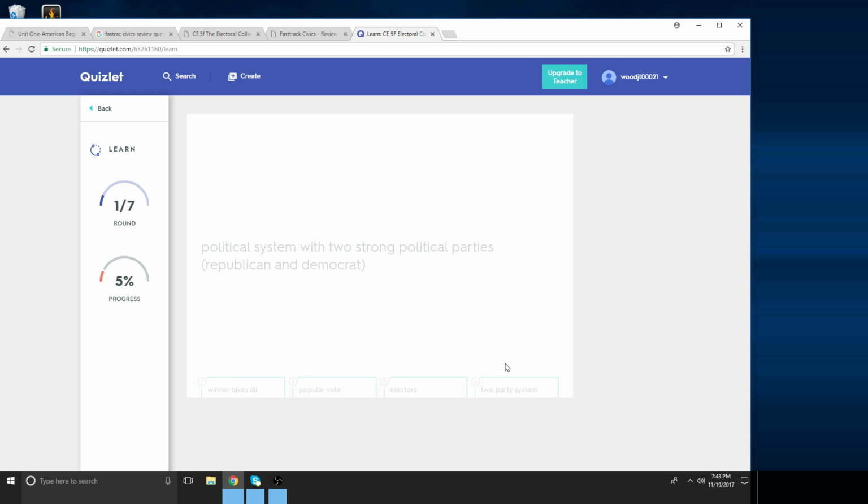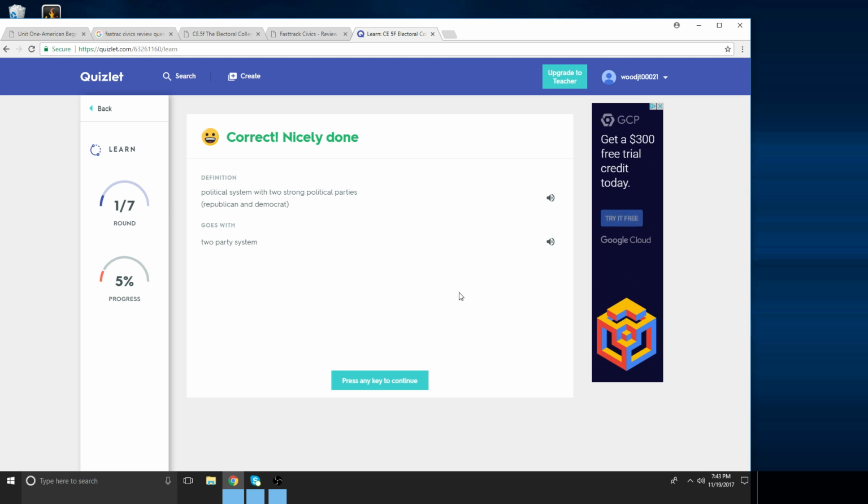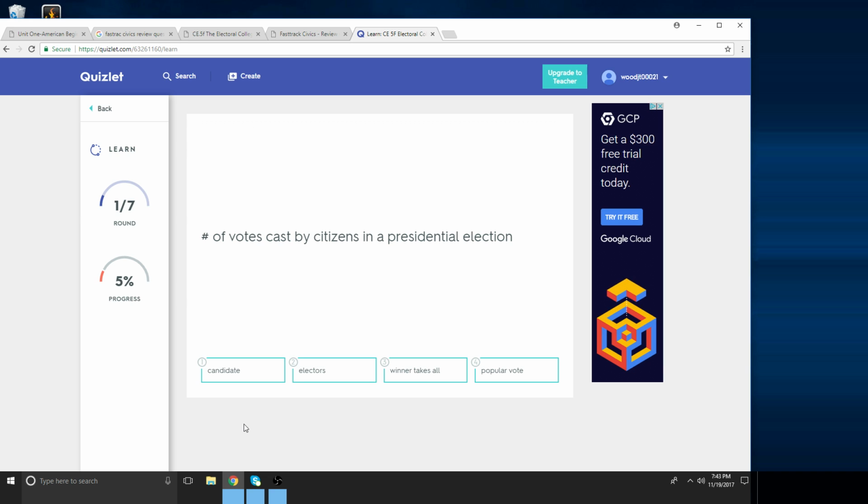Two-party system is correct. So, they basically told you that one answer anyways. The number of votes cast by citizens in a presidential election. This is a good term I didn't necessarily go over when I was doing my quick review, so it's not a bad thing to know.